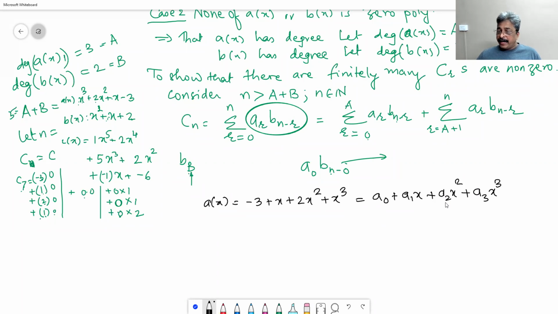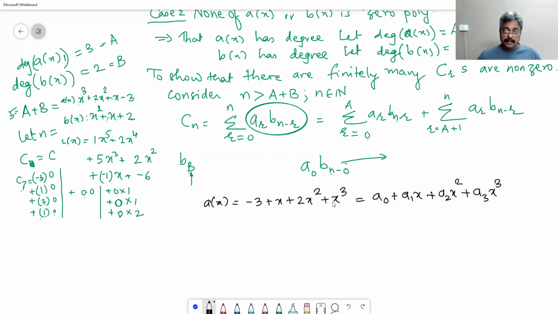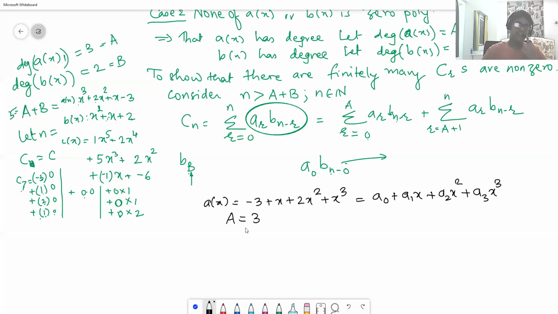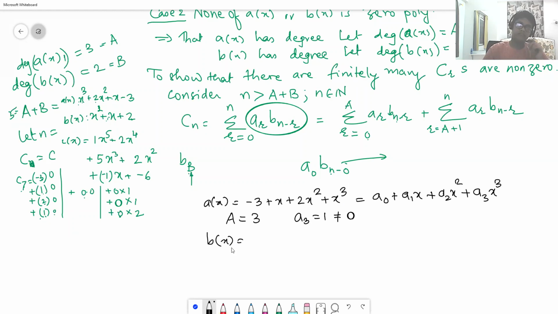So can you tell me what is a2? How much is a2? 2. How much is a3? 1. How much is a0? -3. अरे समजते का? हो सर. Yes, sir. And what is capital A here? 3. दिसतोय? Degree. Is a3 non-zero? Yes. a3 which is equal to 1 is not equal to 0. बरोबर चाललंय?